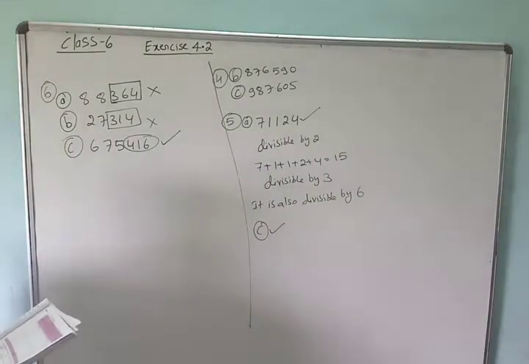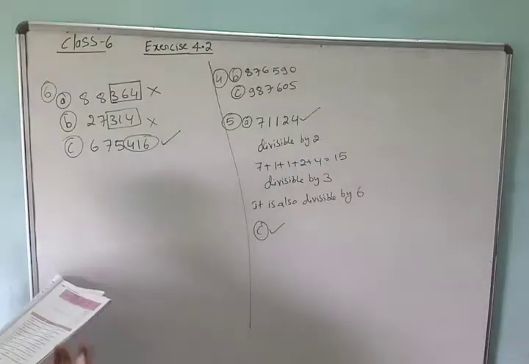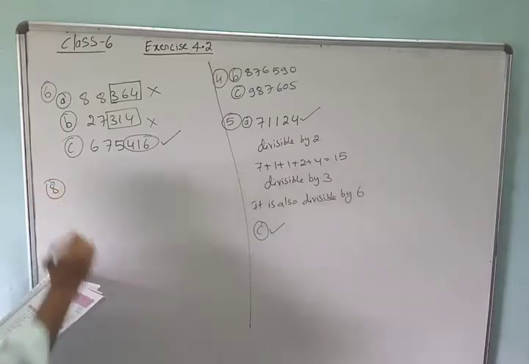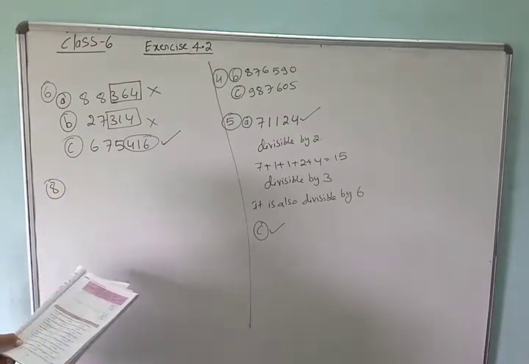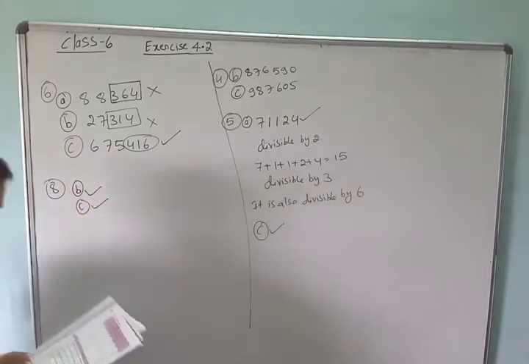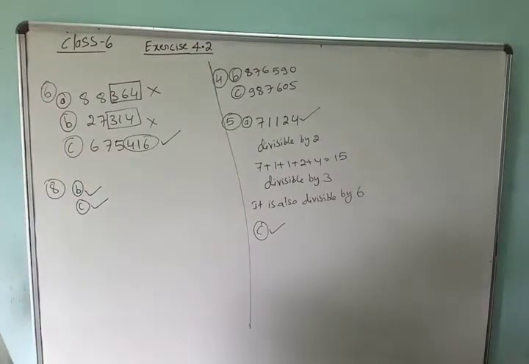So 7 you can solve, divisible by 9 you can check it again, and 10 is also easy. In the next question, we have to check the divisibility rule of 10, and the last digit must be 0. So in B and C, both options have last digit 0, so we can say that both numbers are divisible by 10.